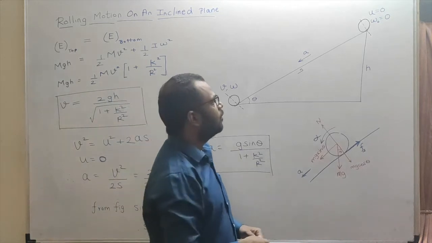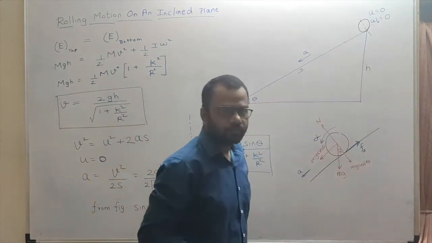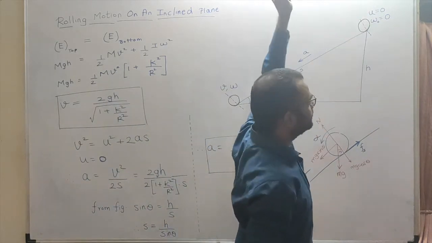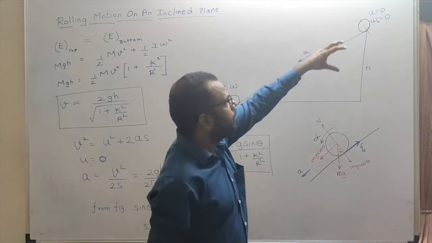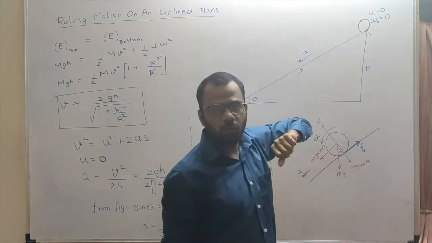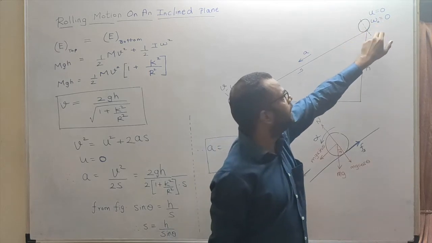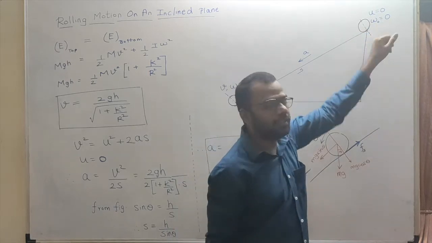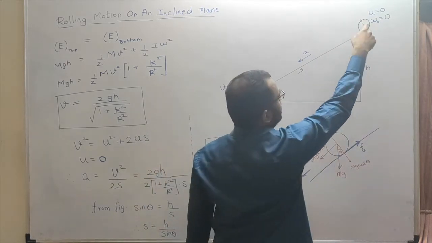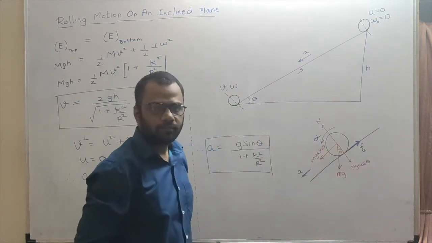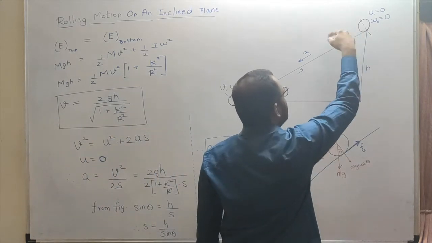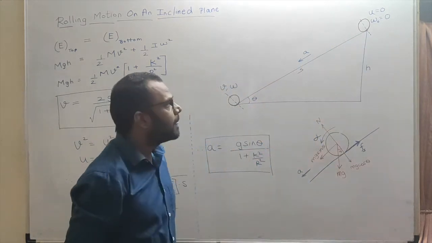Initially the object is kept over here, and then it is left. So the initial linear velocity of the object is 0, so u is equal to 0. Its angular velocity is also 0. As the object comes down, it rolls and comes down.